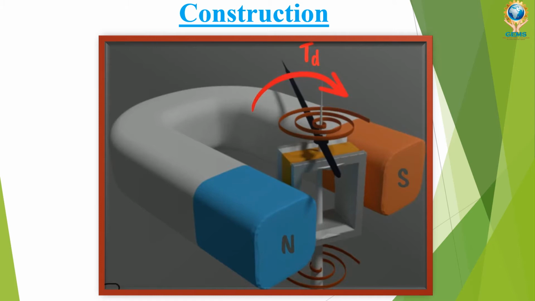To this meter we have attached this pointer and spring. So when the coil starts rotation, this pointer is going to rotate and the spring is going to be twisted. So this is how the PMMC instrument is going to work.